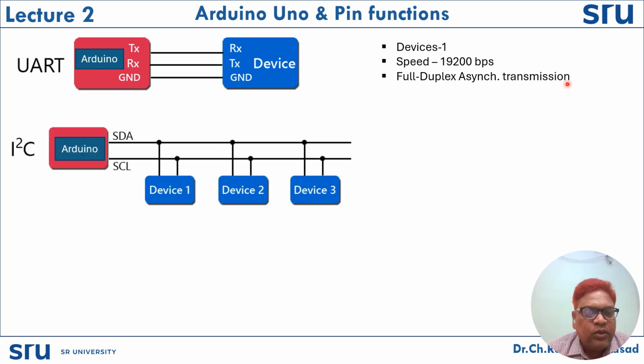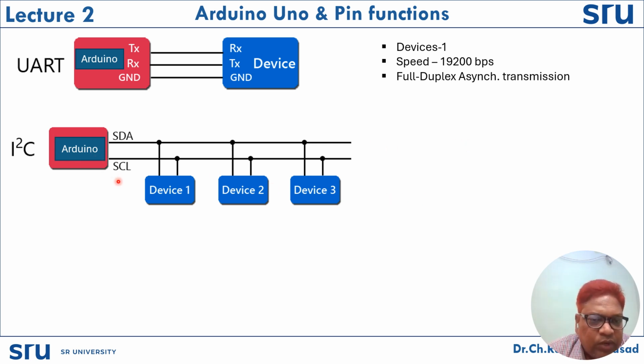And the next port is I2C, or I square C. With the help of this I2C, you can connect up to 128 devices or 1024 devices based on the address we are using in the software. If you are using a 7-bit address, you can connect up to 128 devices. If you are using a 10-bit address, you can connect 1024 devices on the same bus.